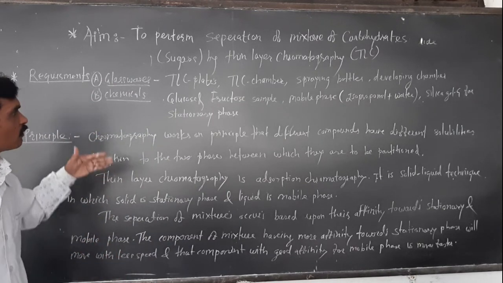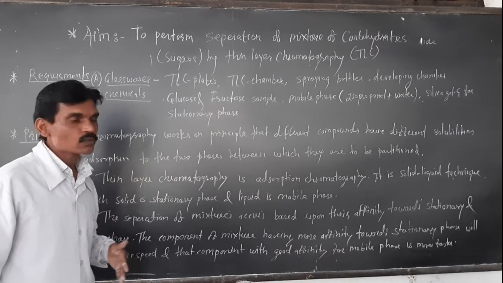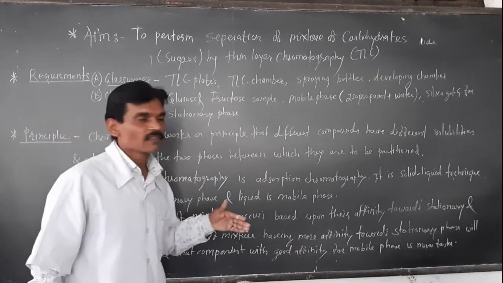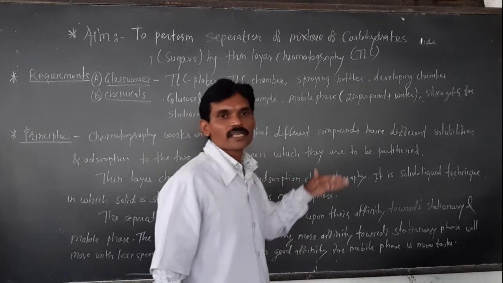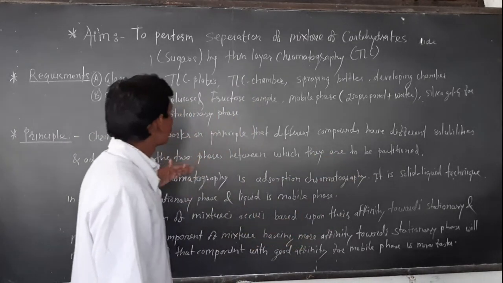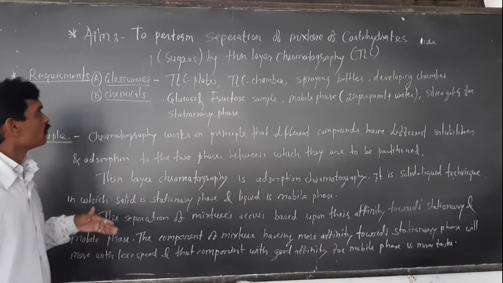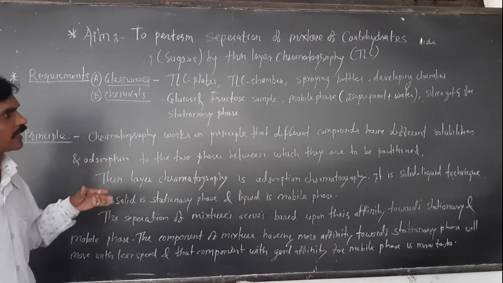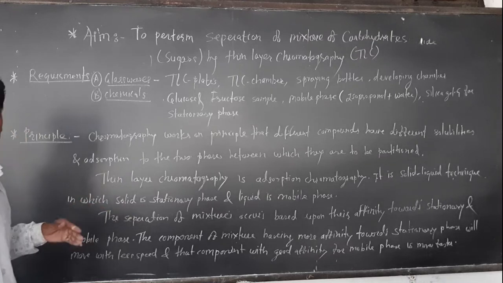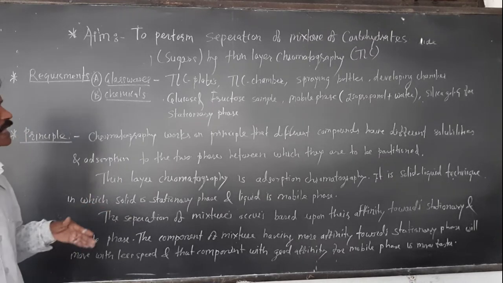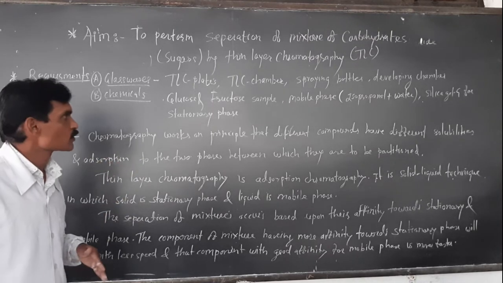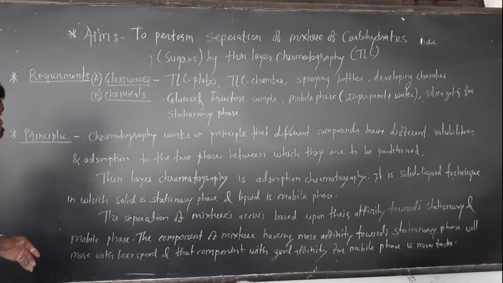Chemicals, we require glucose, fructose sample solution, a mobile phase of isopropanol and water, and silica gel G for preparing the stationary phase, that is the slurry. We also require capillaries for taking these samples, as well as a glass rod for preparing the slurry.